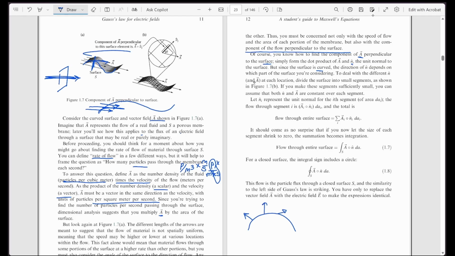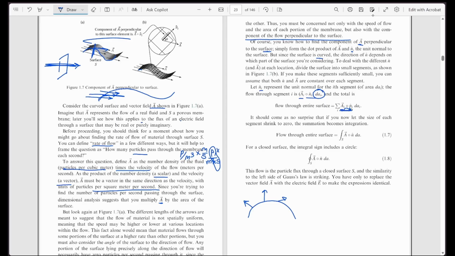To deal with the different N and A at each location, divide the surface into small segments as shown in figure 1.7b. Here it divided the surface into very small segments. If you make these segments sufficiently small, you can assume that both N and A are constant over each segment. Let Ni represent the unit normal for the ith segment of area dAi. The flow through segment i is A dot Ni times dAi, and the total is the flow through the entire surface. Here we find the components parallel to the unit vector, and then we multiply by dA and then sum everything to find the total flow.